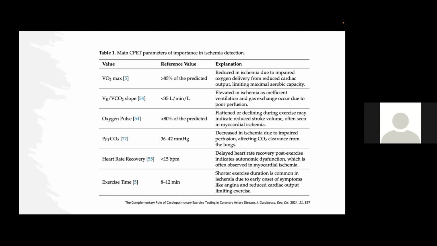Oxygen pulse normally should be more than 80%, and by the absolute number normally should be more than 10 in women and more than 15 in male patients. Tidal CO2 is normally between 36 to 42, and heart rate recovery normally should decrease by more than 15 beats per minute in the recovery. Exercise time normally should be between 8 to 12 minutes.